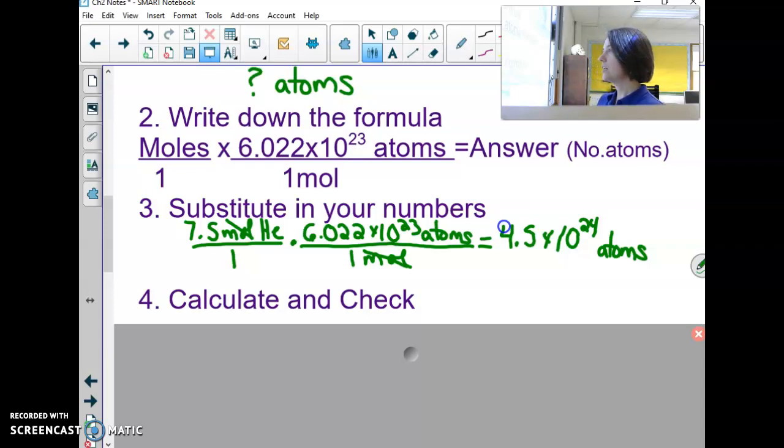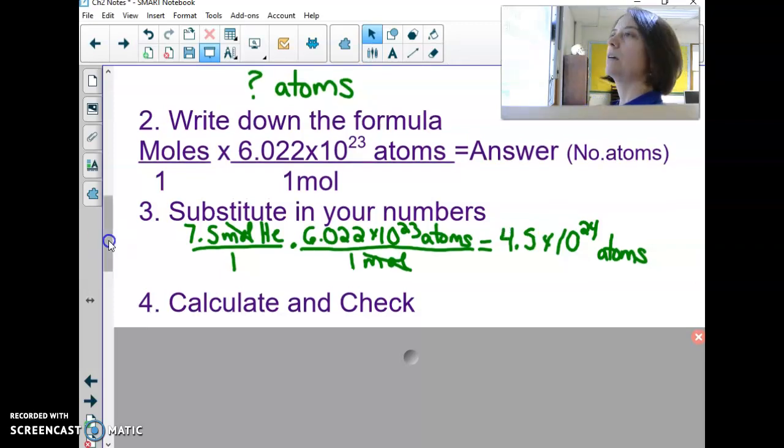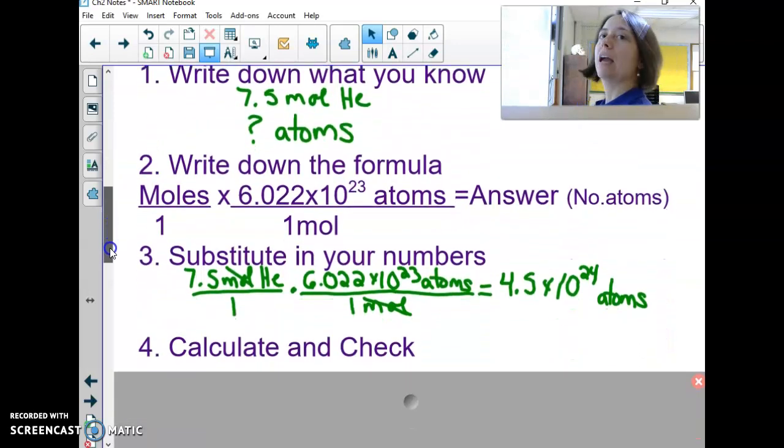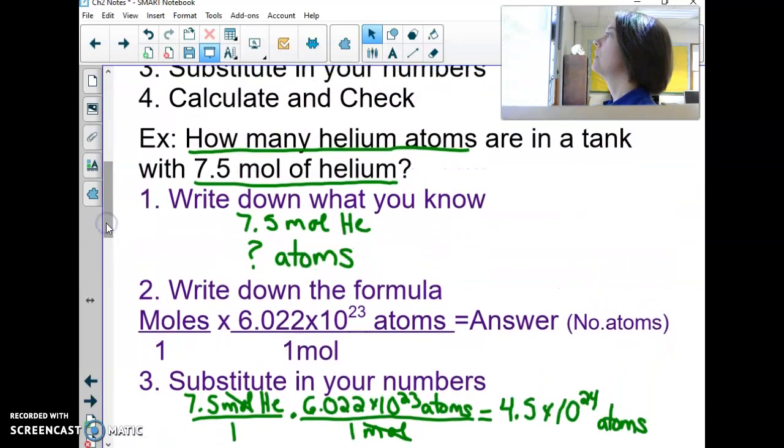All right, so we calculated. Now we're going to check, is that a reasonable answer, and did we answer the question? So, how many helium atoms? Yes, we did find how many helium atoms, and we know the number of atoms is going to be a really big number, and indeed, we have a really big number.